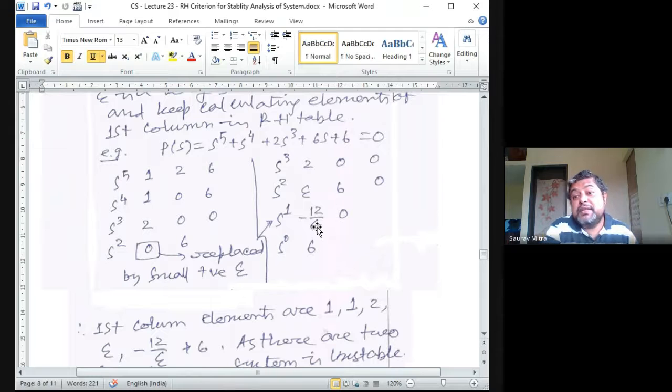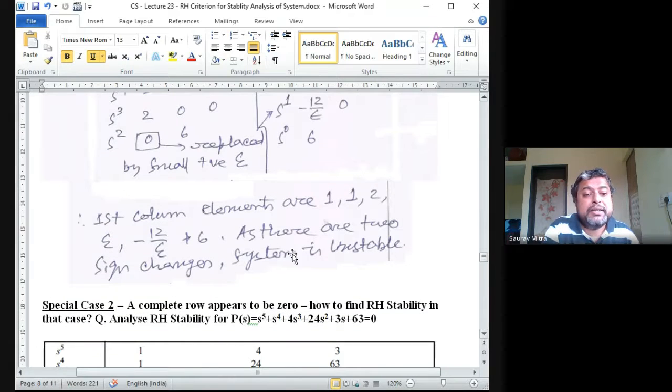Okay, and if epsilon tends to 0, you find this whole element goes to negative infinity. Negative infinity is not the important thing, but the negative value is important. So what you are finding is there are two sign changes. The first column elements are 1, 1, epsilon, minus 12 by epsilon plus 6. As there are two sign changes, the system is unstable.